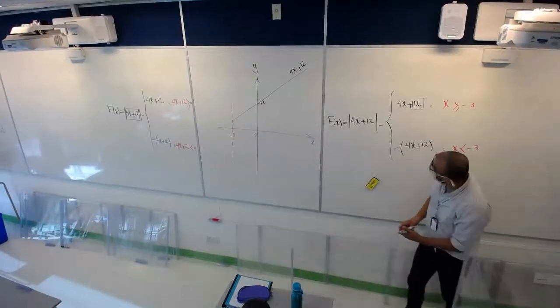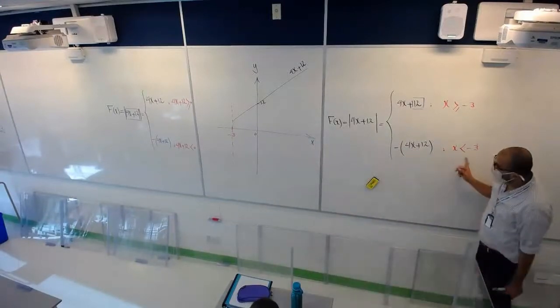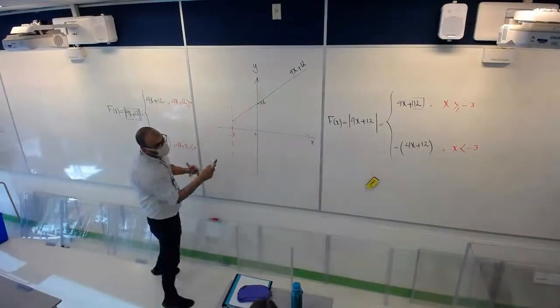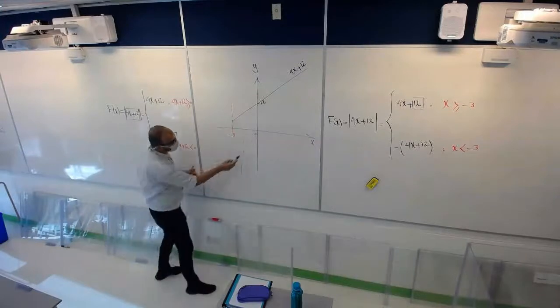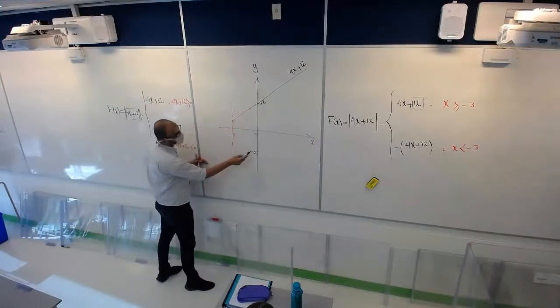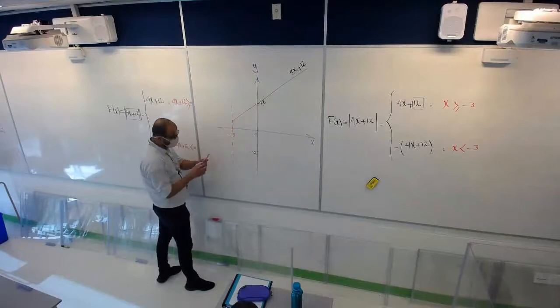No problem. And also the other one, x is less than minus 3, it becomes minus 4x minus 12. It means that, for example, if this is minus 12 as a y-intercept, my line is going to be this.